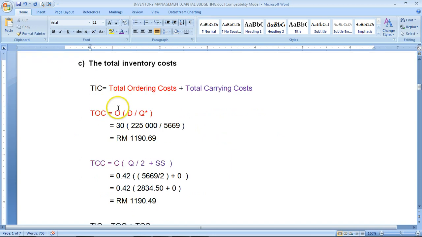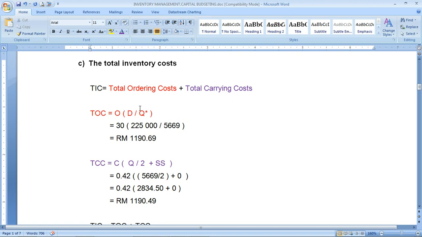Okay. So after you get the formula, you just put in O. This is not 0, this is what? Ordering cost is O, 30 ringgit. From where? From the information. D, annual demand, 225,000, divided by the Q that you get from answer A just now. You see, it's an important answer. Remember, make sure you have the correct answer for your Q. Okay, so what is this, class? This is times actually. You have to multiply 30 with, in the bracket here, 225,000 divided by 5,669, and then you times with 30.